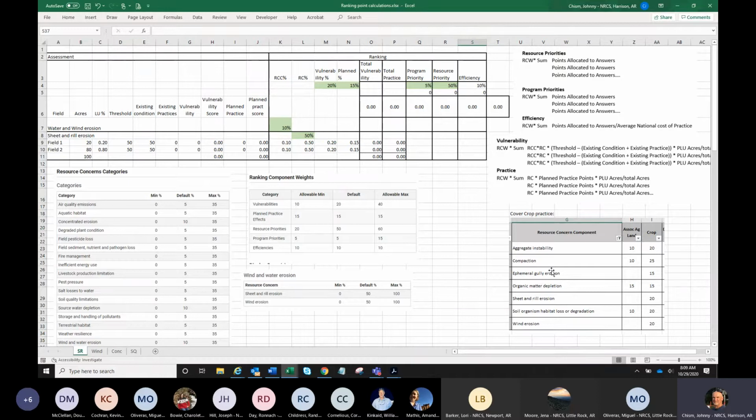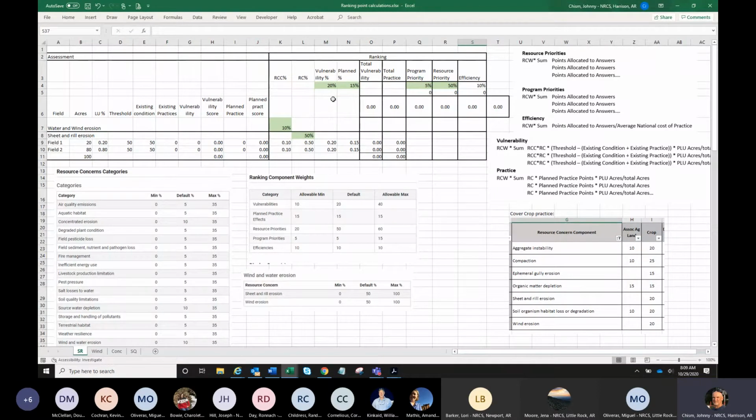Before I go any further, I just want to make sure everybody can see the spreadsheet. So somebody let me know that you can see the ranking points calculation spreadsheet. Yes. Okay. So we will start with the simple ones, the resource priorities and the program priorities. Generally, it may add up to 200, 250. I'm not sure what the maximum amount of points is, but let's just say for the program priority, they went through the ranking and came up with a number of points.